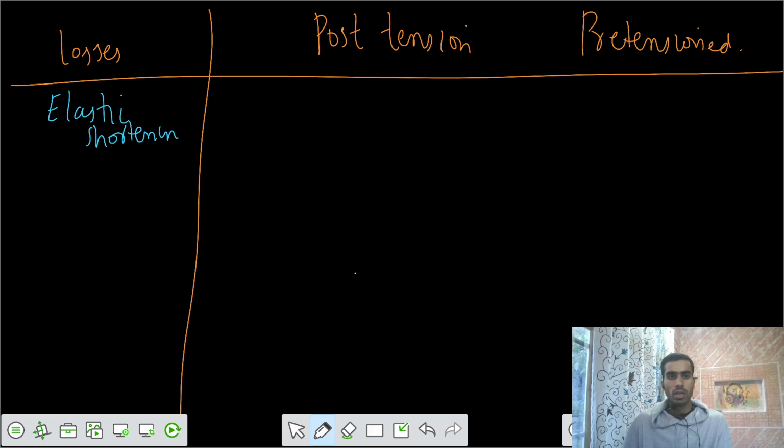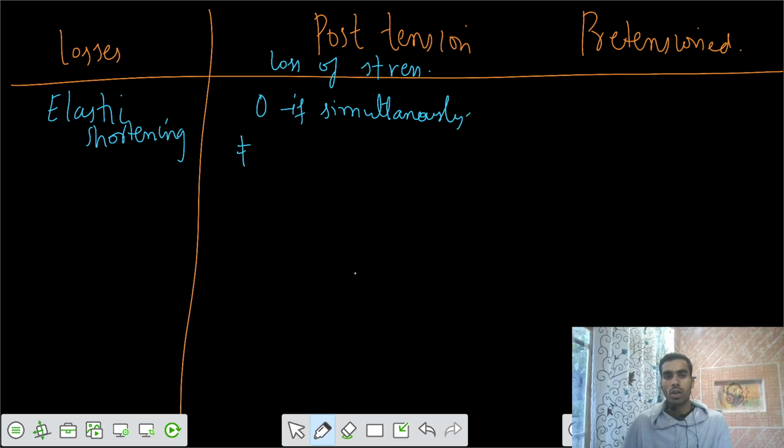Is elastic shortening possible in post tension? Yes, because of the elastic shortening we calculate the loss of stress. Loss of stress is 0 if there is simultaneous tensioning and anchoring of all the wires. It would not be 0 if we are tensioning one by one, so that loss would not be 0. That means we can have both tick and cross for post tension, but for pre-tension there is always the elastic shortening loss.